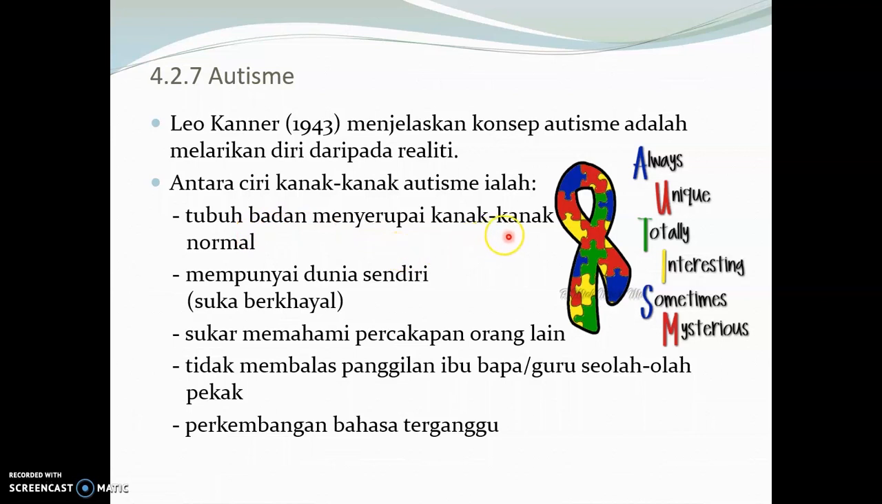So tubuh badan yang menyerupai kanak-kanak normal, they are totally normal actually, dan mempunyai dunia sendiri. What makes the difference between the normal and the autism student is actually they suka berhayal, fikir secara lebih mendalam, they will be excited in their own world and all that dan sebagainya, dan juga sukar memahami percakapan orang lain juga. They will find it very hard to understand others' communications or whatever, even whatever they have replied to you.